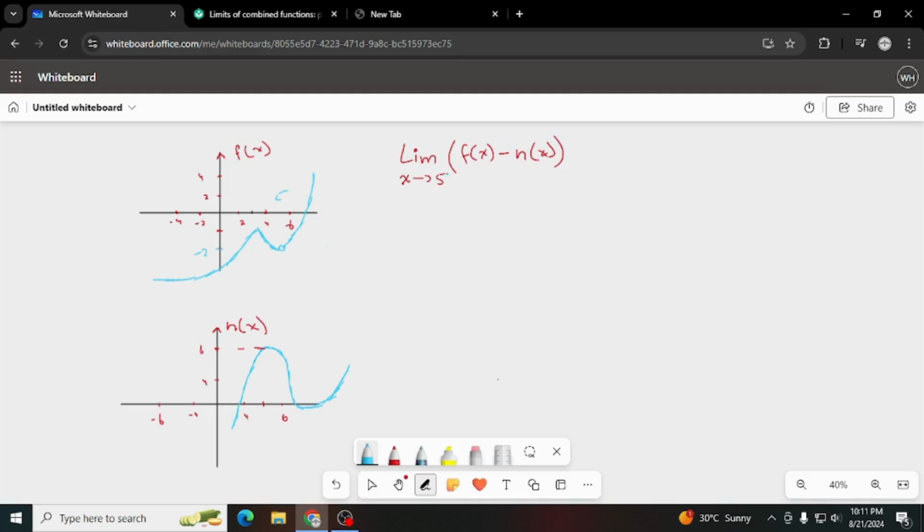All right, so now what's the limit as x approaches 5 of f of x minus h of x? Same property applies, same as the addition property. It's the limit as x approaches 5 of f of x minus the limit as x approaches 5 of h of x. And we know that this thing is -2, and this thing is 6. So that thing is just equal to -8.